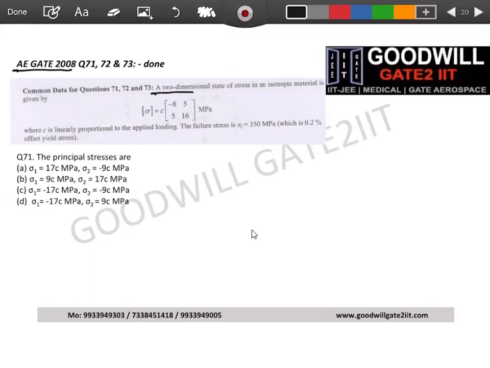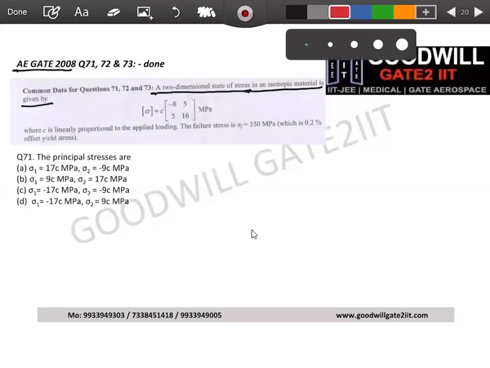A two-dimensional state of stress in an isotropic material is given by. So don't worry about materials. I'll be discussing isotropic, transversely isotropic, orthotropic, anisotropic, allotropic. All these materials we'll discuss. As of now, don't worry about these material properties. A two-dimensional state of stress. And if you see, this is one format. Sigma is equal to -8, 5, 16 megapascal, where C is linearly proportional to applied loading. Don't worry. The first question says, what are the principal stresses?